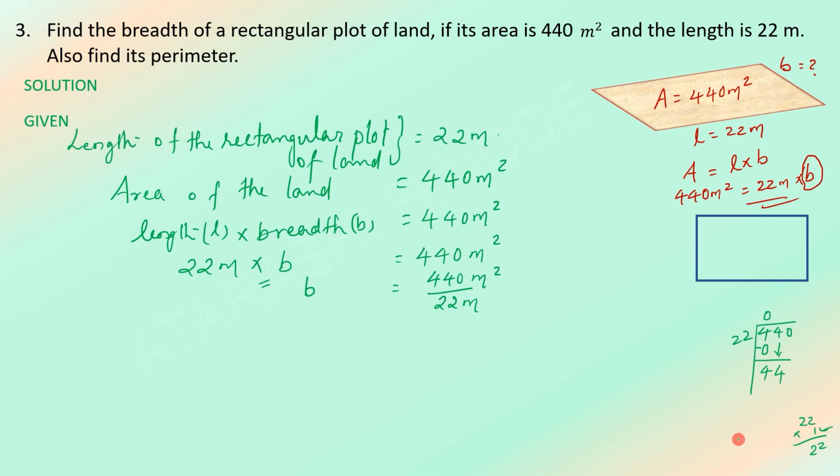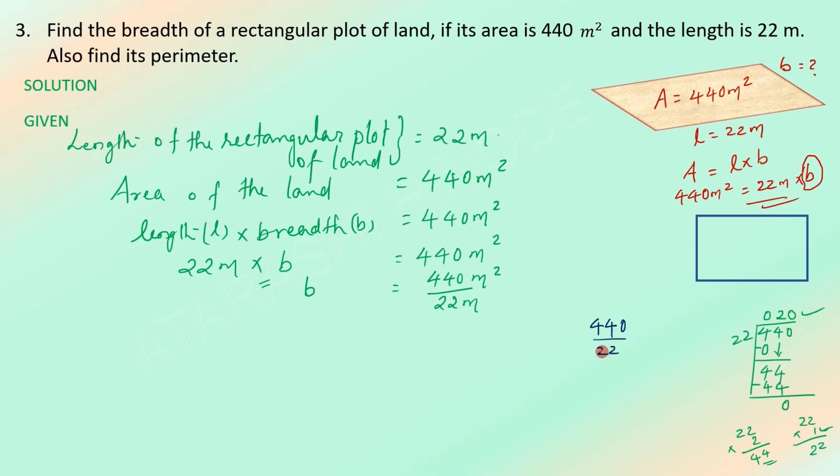The next number, that is 22 into 2. 2 2s are 4. 44. We are getting the same. So here we can write 2. 2 2s are 4. Here we are getting 44. When we subtract, here it is 0. And here one more digit is there. Since it is 0, we can put it here. So here we get 20.